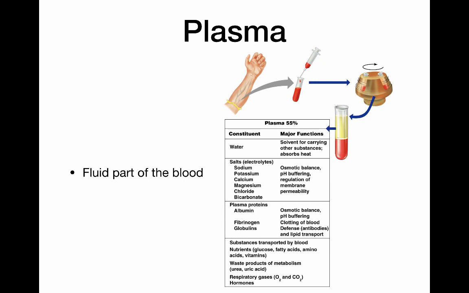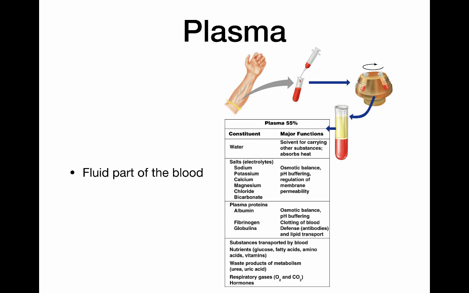So there are all sorts of roles that these electrolytes, or the salts that we find in our blood, play. Then we have a fair amount of protein in our plasma. The primary plasma protein is albumin. We'll talk a little bit more about that in a moment. Albumin plays a really important role in, again, osmotic balance. Also, proteins help to buffer our blood. We have our intracellular protein buffering systems.